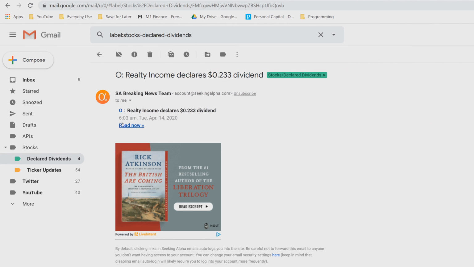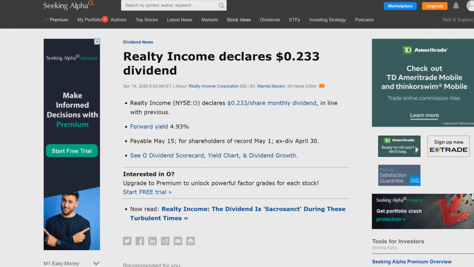So click on this, click on the read now. It'll take you out to Seeking Alpha. All right, so it looks like Realty Income declares 23 cents. And they will be paying out May 15th, and then the next dividend date is April 30th. So we still have time to add some more shares of Realty Income, which I just did this past week.